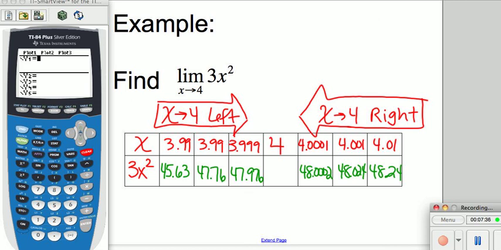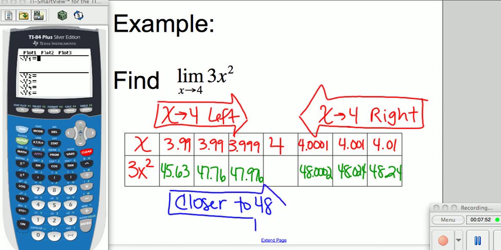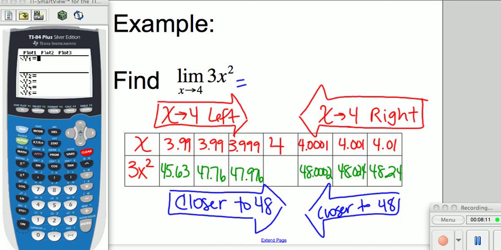Now, you should have gotten answers similar to the ones that I wrote in green, and we can see that as I'm approaching from the left, it looks like the y values are getting closer and closer to 48. And as I go from the right side, it also looks like my numbers are getting closer and closer to 48 from that direction. So that means that the limit here, as x is approaching 4 of 3x squared, is 48.